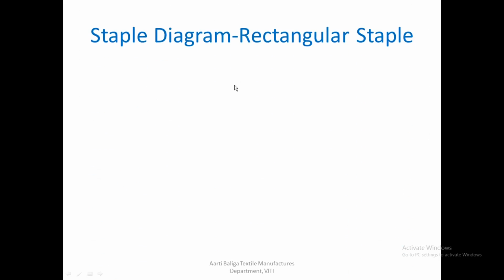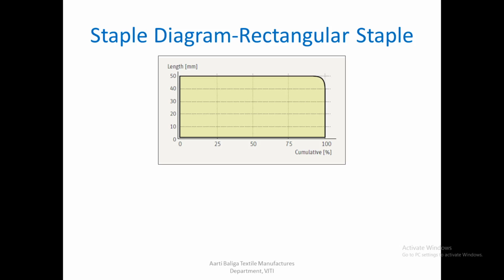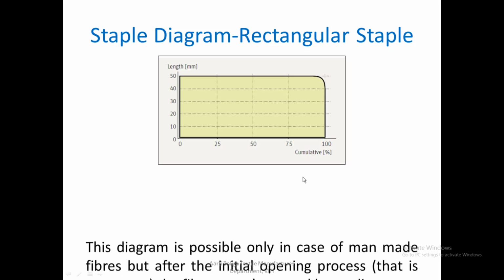So let us see what kind of staple diagrams you may get for different kinds of fibers. Here we have the first one, which is the easiest one, the rectangular shape. When you see this rectangular shape, what kind of fiber lengths would be there in this particular tuft? Since this rectangular shape has come, it means that all the fibers are of equal length, and I have arranged them along this x-axis. This kind of a shape is only found in case of man-made fibers.